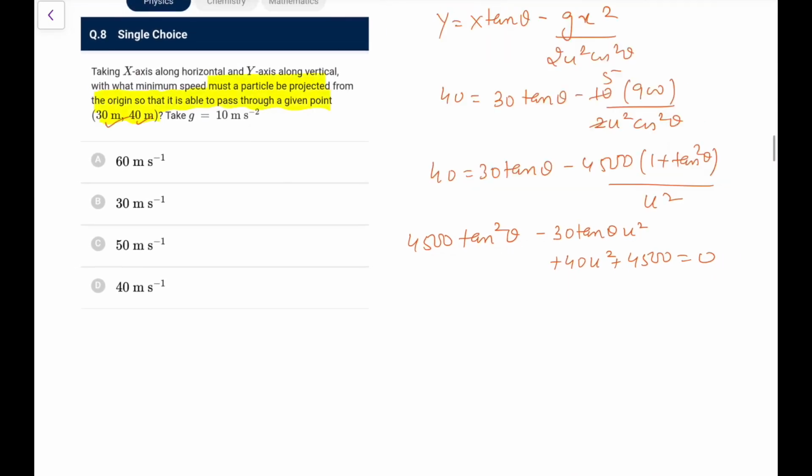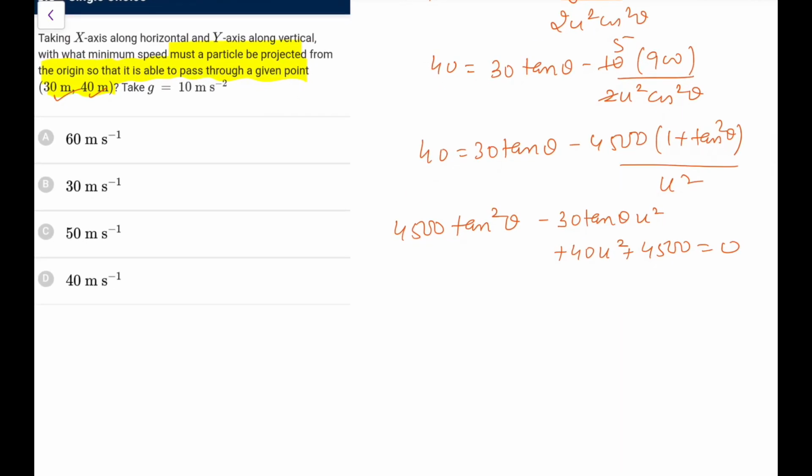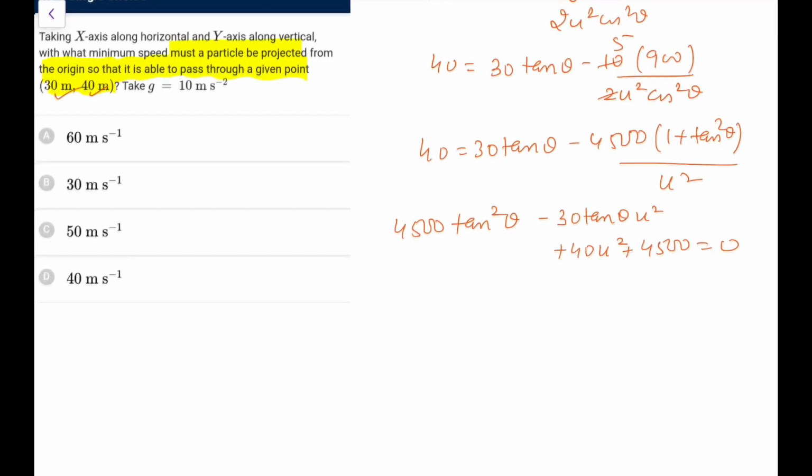So let me take something common. What common things I can take out from here? I can take it out, I suppose. What we have, I can make out, that is 450 tan square theta minus 3 u square tan theta. That is the correct way. Plus this would be 4 u square plus 450 equals 0.